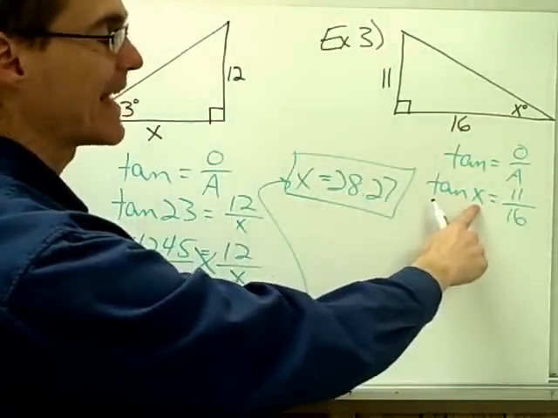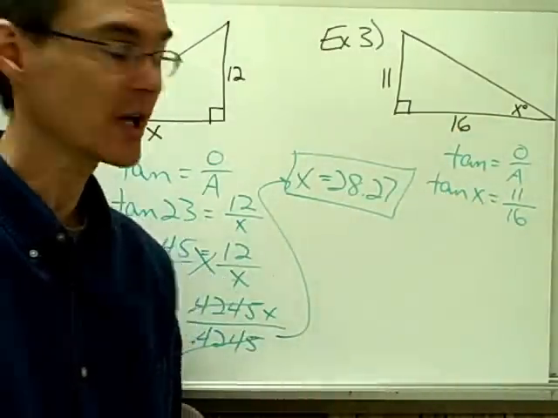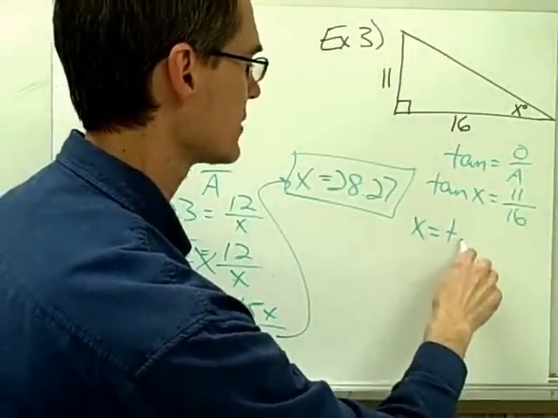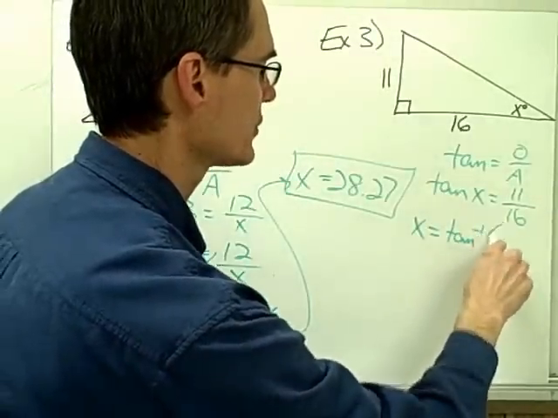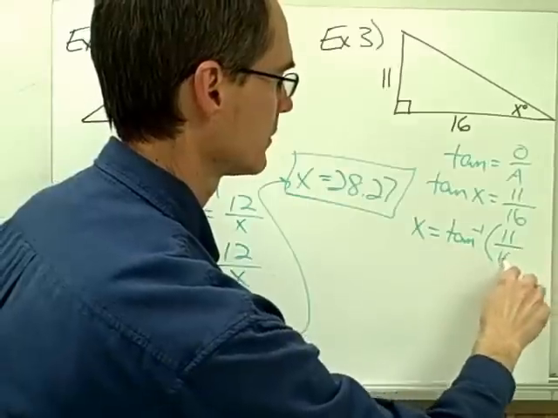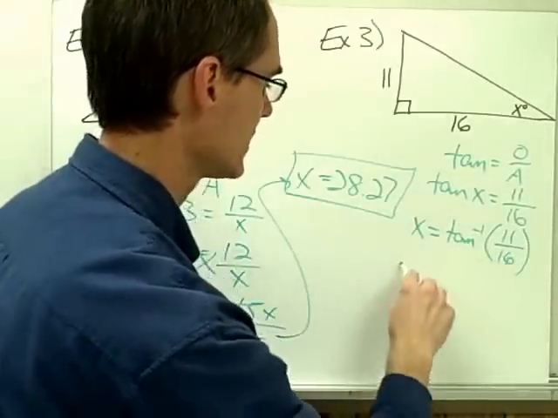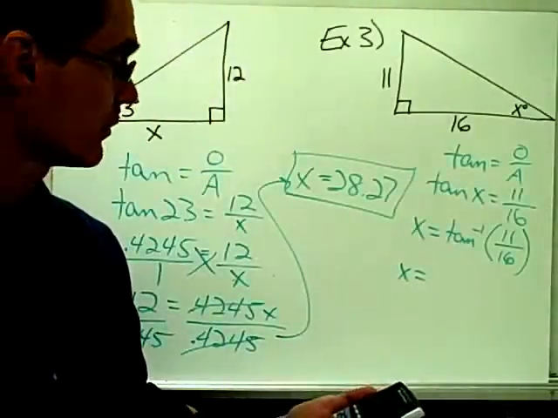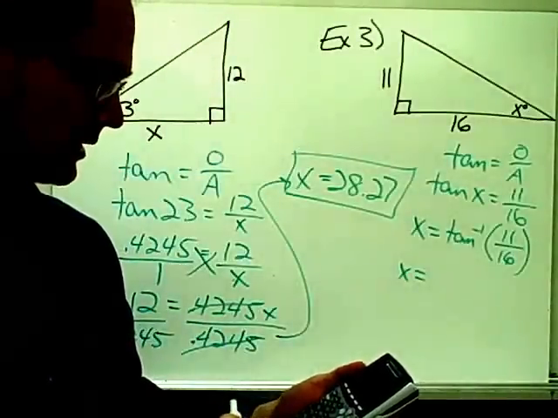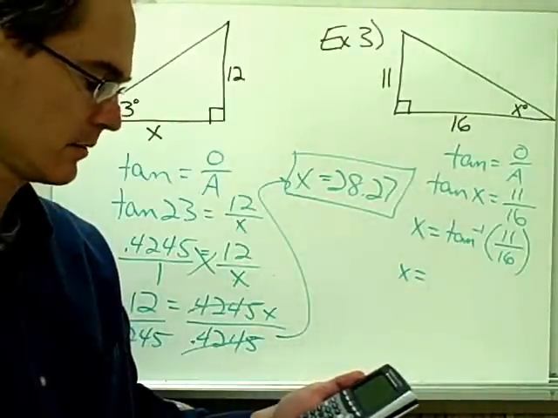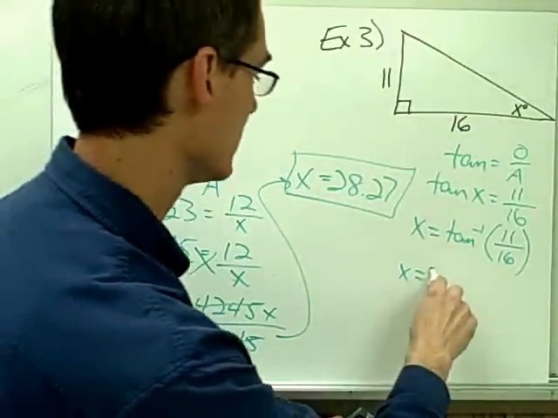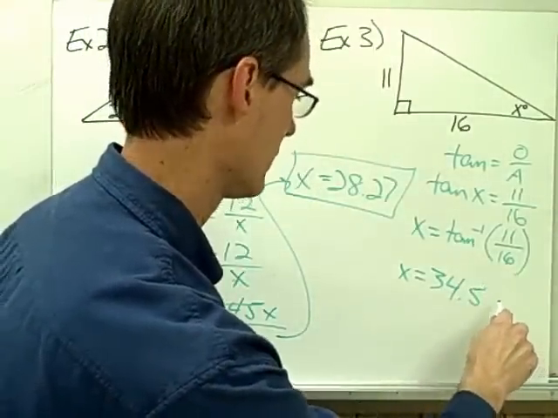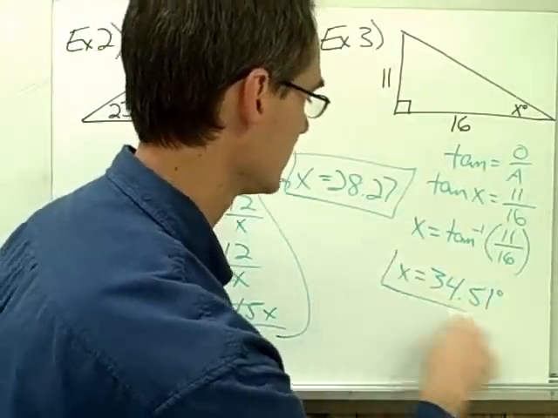Since I'm looking for an angle, I'm not going to use a proportion. I'm going to use my inverse trig ratio. So x is going to be equal to inverse tangent of 11 over 16. So I punch into my calculator, inverse tangent, 11 over 16, and that gives me 34.51 degrees.